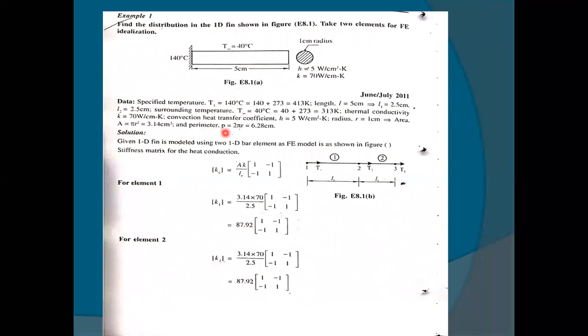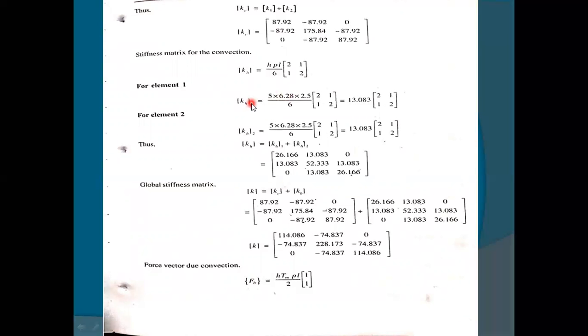Here H is the convection heat transfer coefficient. P is the perimeter. L is the length. Now we are going to calculate the perimeter. The formula to calculate perimeter is 2 pi r. Same thing, we calculate for both element 1 and element 2. Here again T1 T2, T1 T2, T2 T3, T2 T3. Then we add both, and we get the total K matrix, the stiffness matrix for convection.